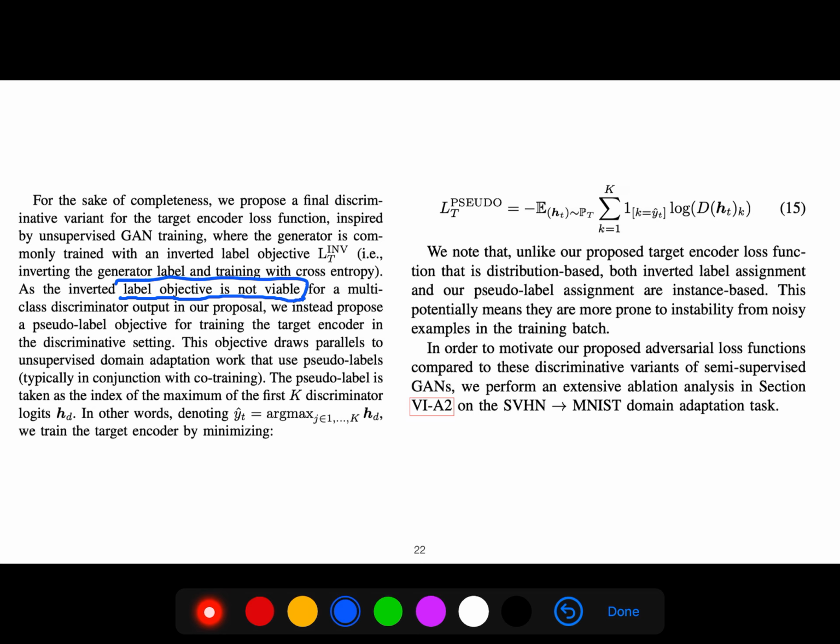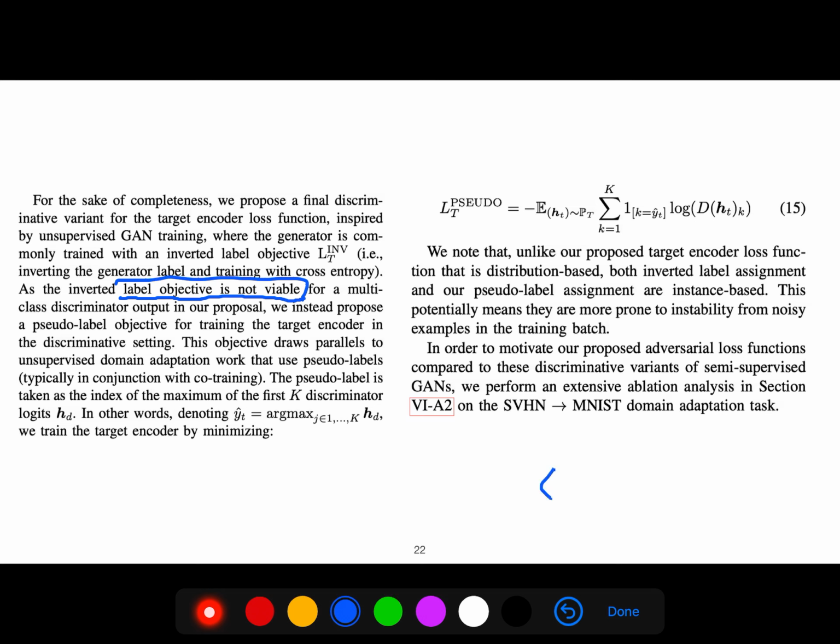The objective draws parallels to unsupervised domain adaptation work that uses pseudo-labels. The pseudo-label is taken as the index of the maximum of the first k discriminator logits. We note that unlike our proposed target encoder loss function that is distribution-based, both inverted label assignment and our pseudo-label assignment are instance-based. This potentially means that they are more prone to instability from noisy examples in the training.